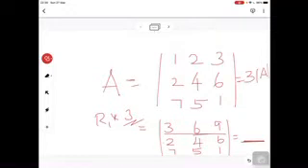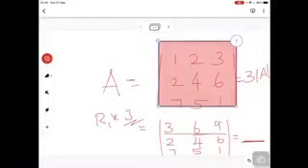While evaluating this determinant, you get some value. That value into 3 is equal to this scalar value. So this is the property.